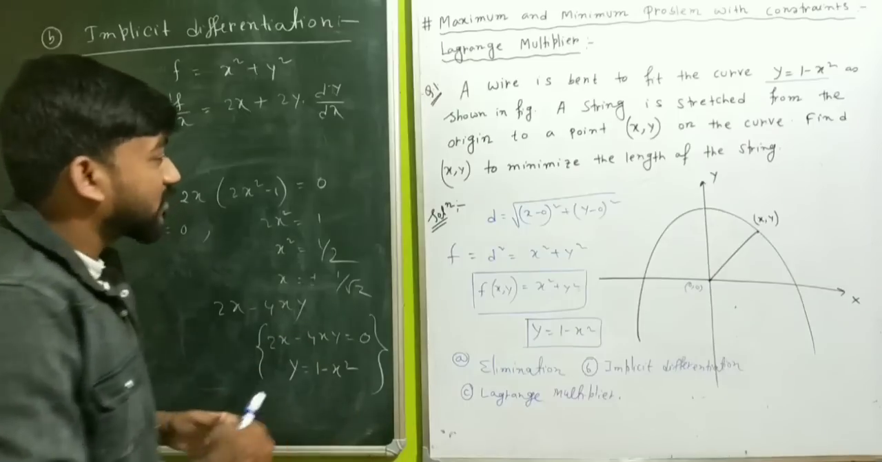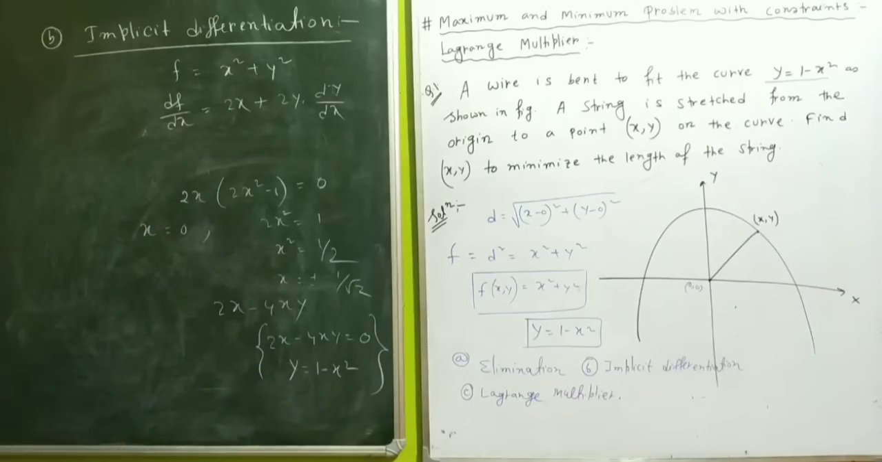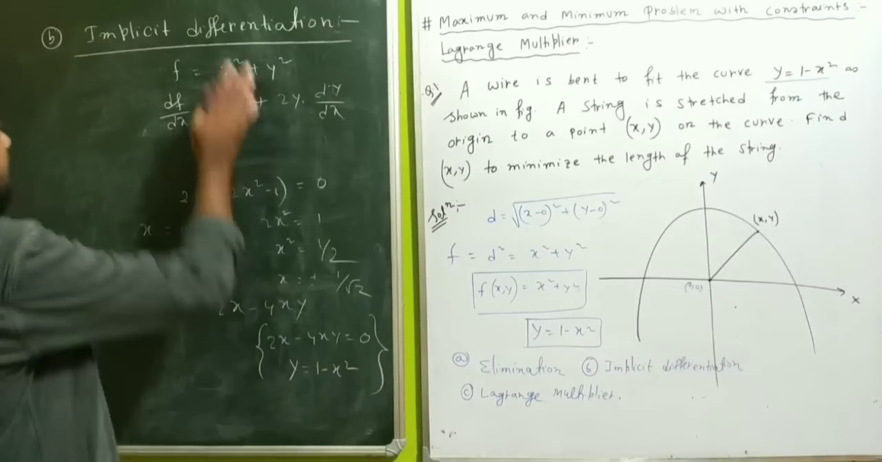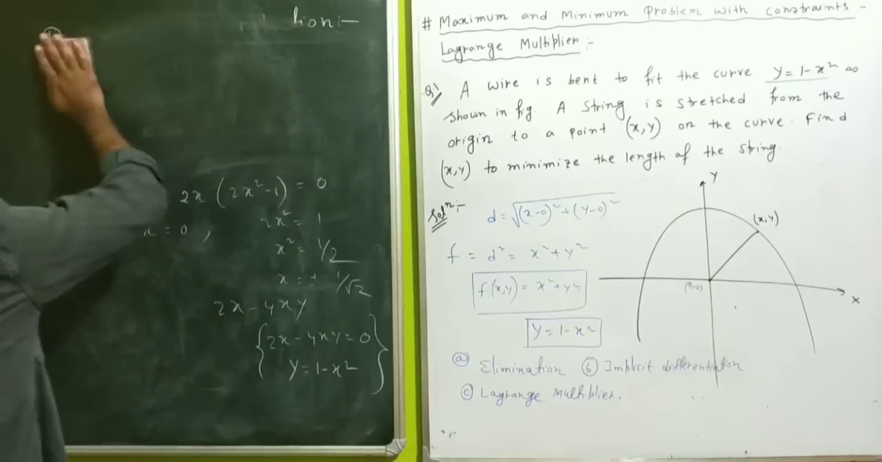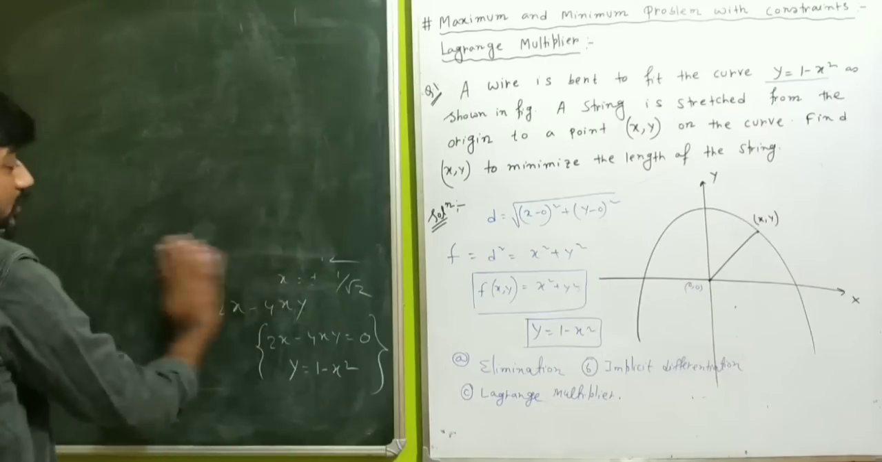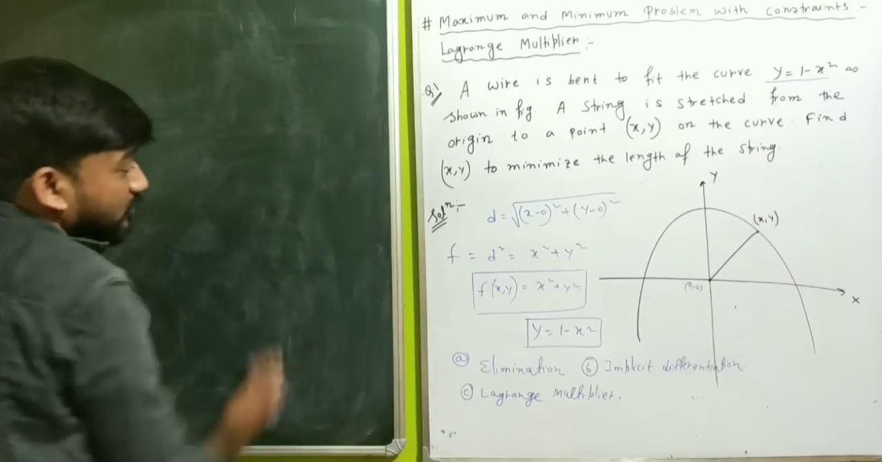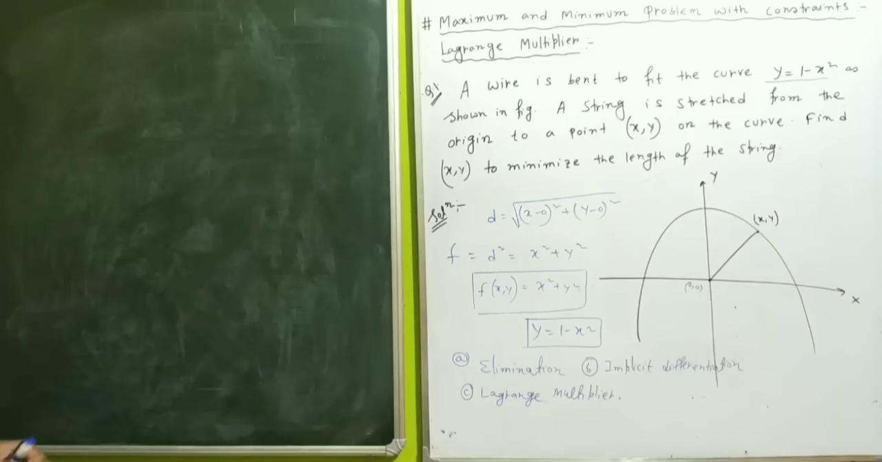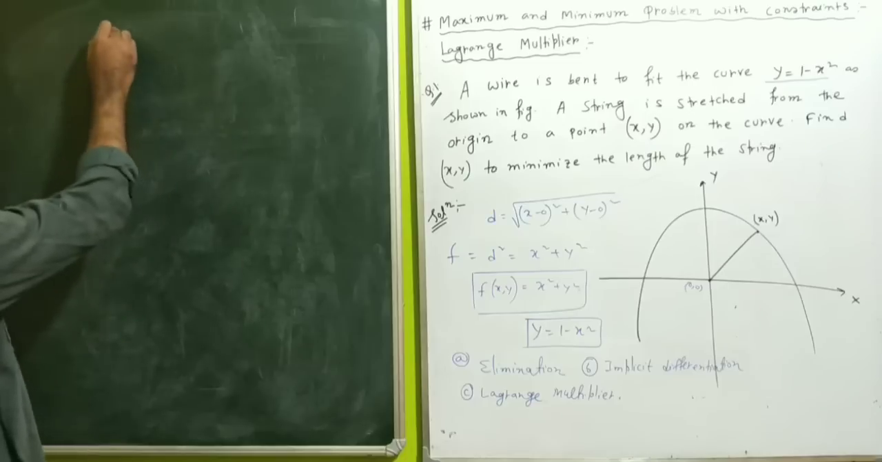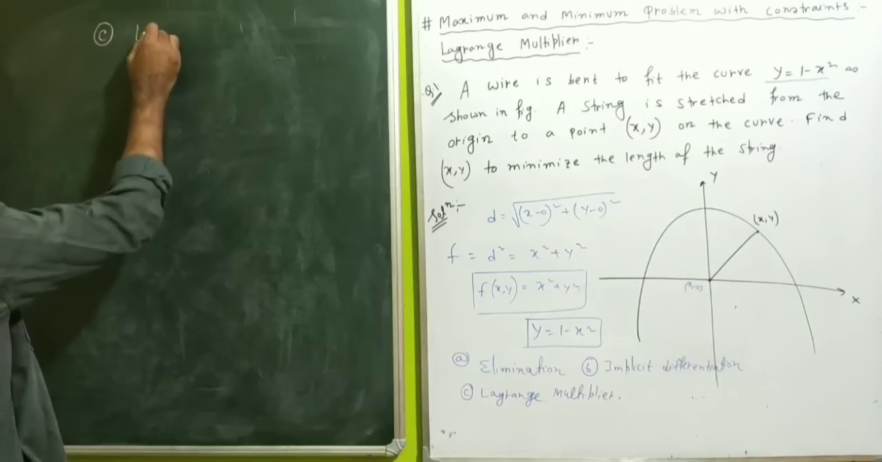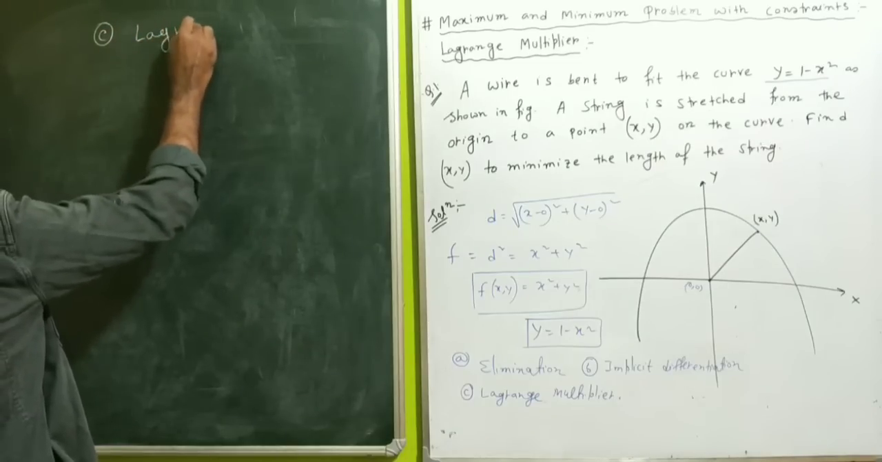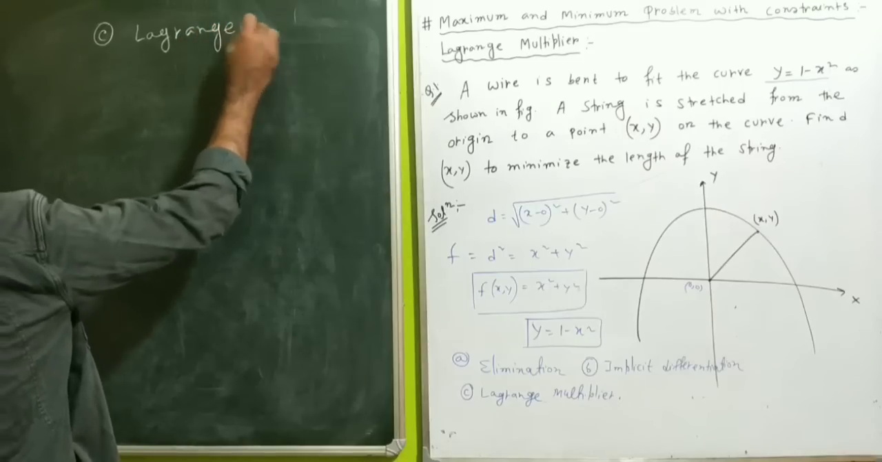Okay, so let me give you the last process, and the more interesting and useful process also, that is the Lagrange multiplier. So what we have to do here? Let me do the process C for this problem, and that is Lagrange multiplier.